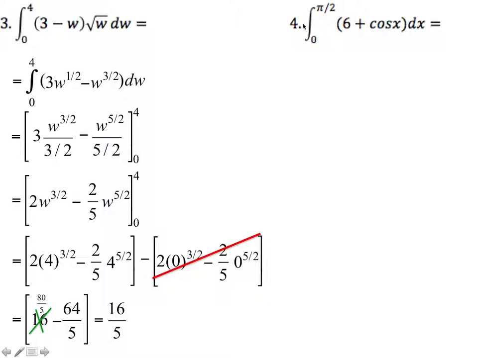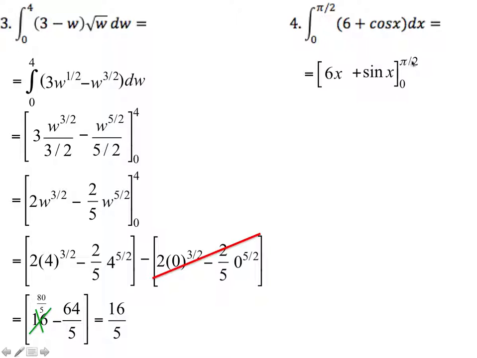Moving on to number 4. Notice I snuck a trig function in here. So we have to think about what function gives us a derivative of cosine. As we integrate this, integrating 6 gets us 6x. Finding that function where the derivative is cosine means I have to take the derivative of sine. So the integral of cosine is sine.